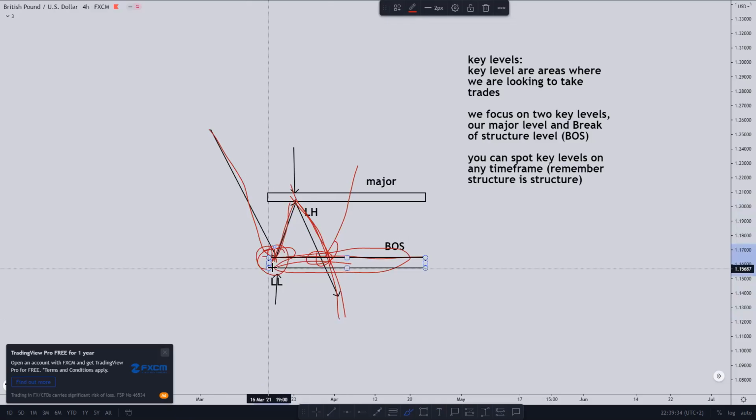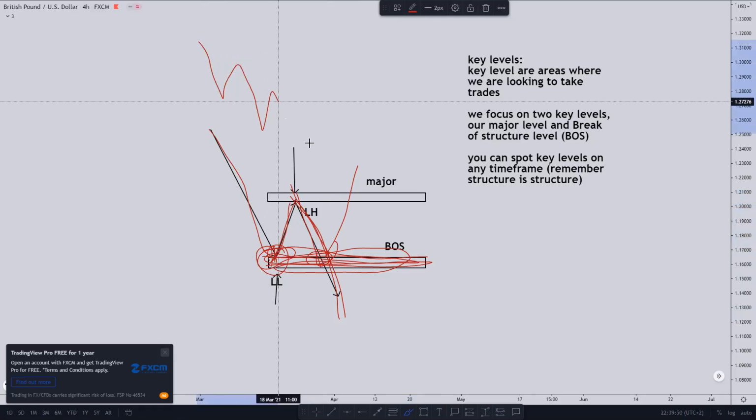So this key level here, which is the area that we are going to be focusing on, becomes very important when price comes back to it, right? In order for us to confirm we're in a downtrend, we need to see price breaking the lower lows. So in order for us to confirm that we are still in a downtrend, we need to see price breaking this level and then coming back to it.